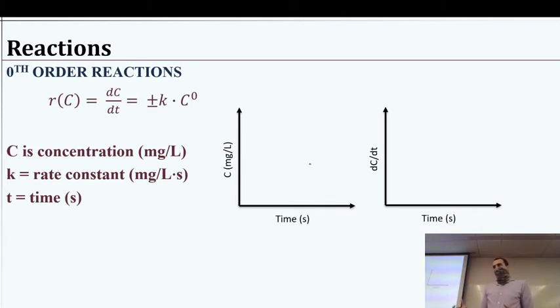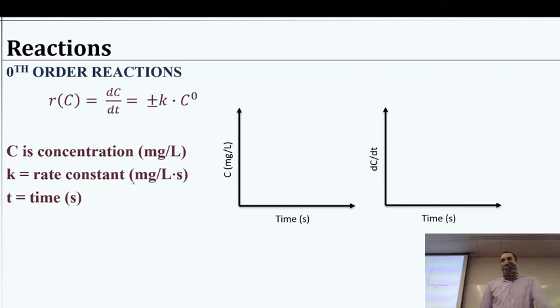What we're defining these terms as is, C will be a concentration. I'm using milligrams per liter as an example. It doesn't have to be milligrams per liter, but it has to be a concentration, or at least what we're going to work with will be in concentrations. So that's why I've plotted all these with C as the y-axis, concentration, milligrams per liter. k is going to be the rate constant.